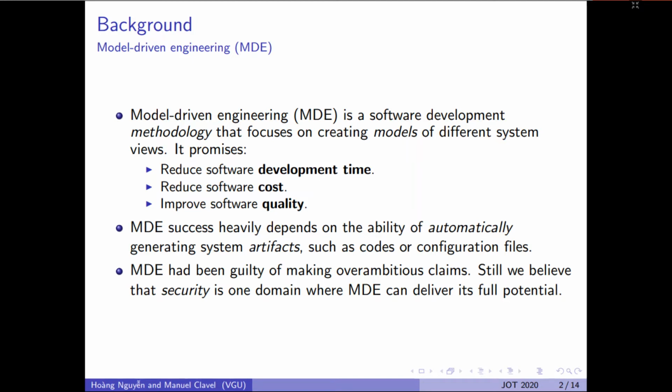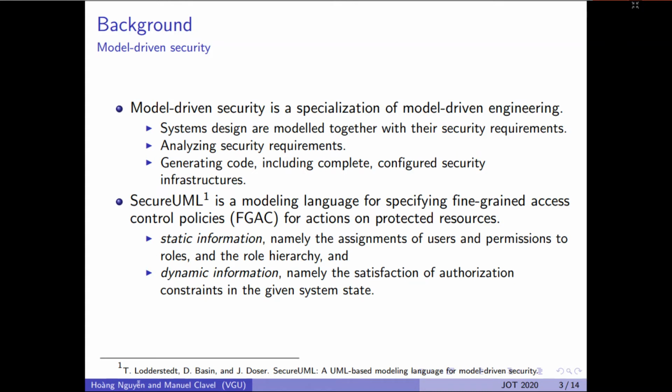In the past, proponents of model-driven engineering have been guilty of making over-ambitious claims. However, there are specialized domains where this methodology can truly deliver its full potential, namely in the domain of security. In particular, model-driven security is a specialization of model-driven engineering to the domain of security. The crucial part of the specialization includes precisely documenting or modeling security requirements together with design requirements, analyzing them, and then generating executable code from them.